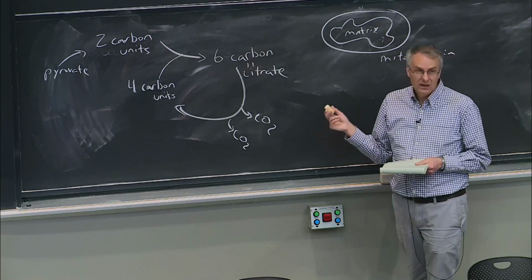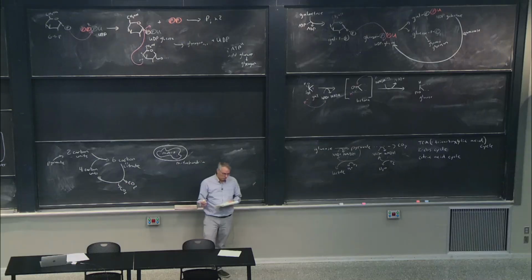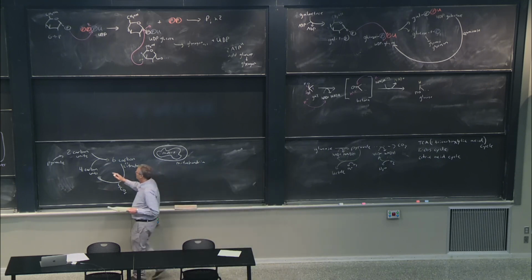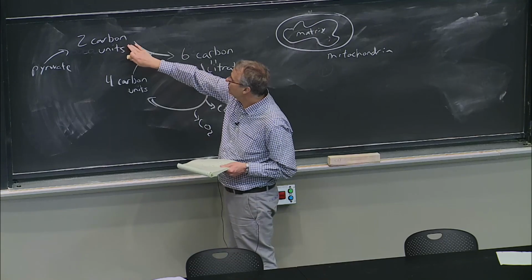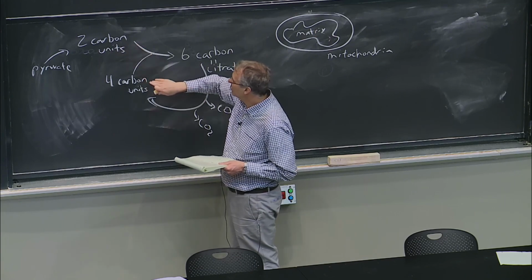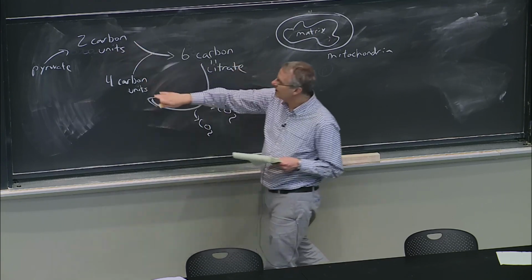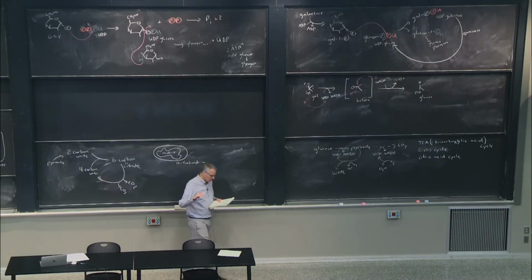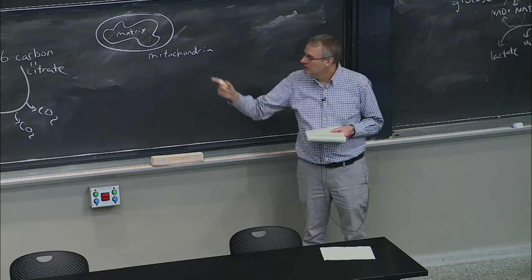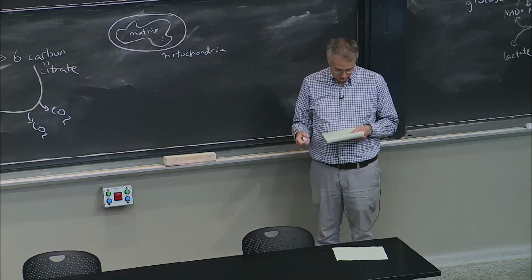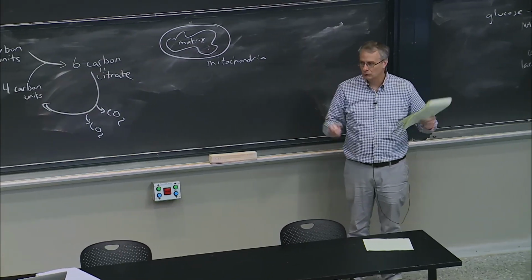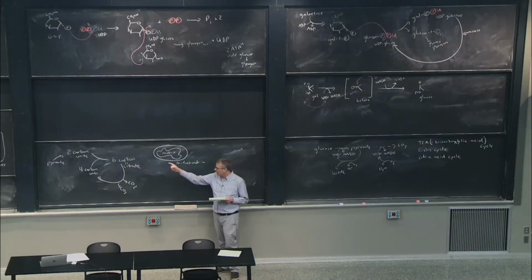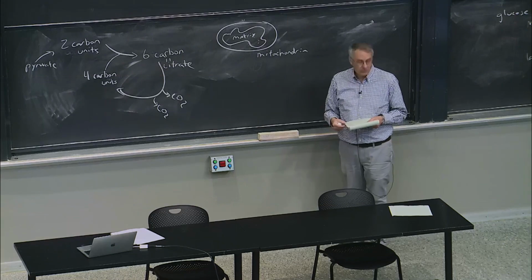And so next time, what I will start with is by being more explicit about what chemistry is happening to allow these 2 carbon units to combine with oxaloacetate, 4-carbon, to generate citrate, and go over the reactions that then allow you to run a cycle to regenerate oxaloacetate, that is, run the TCA cycle as a way to oxidize carbon. Thanks.